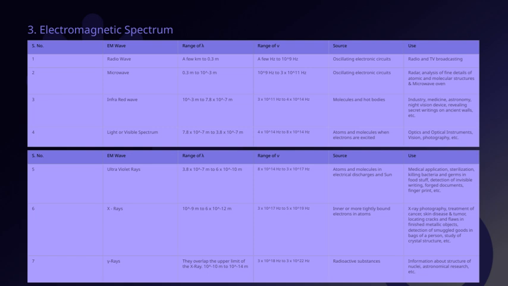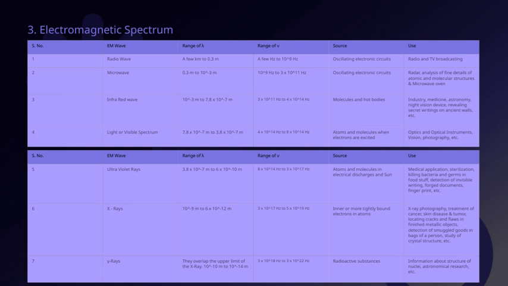Radio waves, which range from a few kilometers to 0.3 meters, are produced by oscillating electronic circuits and are primarily used in radio and TV broadcasting. Microwaves, with wavelengths from 0.3 meters down to 1,000th of a meter, are used in radar, studying atomic and molecular structures, and microwave ovens. Infrared waves, with wavelengths from 1,000th of a millimeter up to about 7.8 times 10 to the minus 7 meters, are emitted by molecules and hot bodies, and find applications in industry, medicine, astronomy, night vision devices, and even in revealing secret writings or ancient wall paintings.